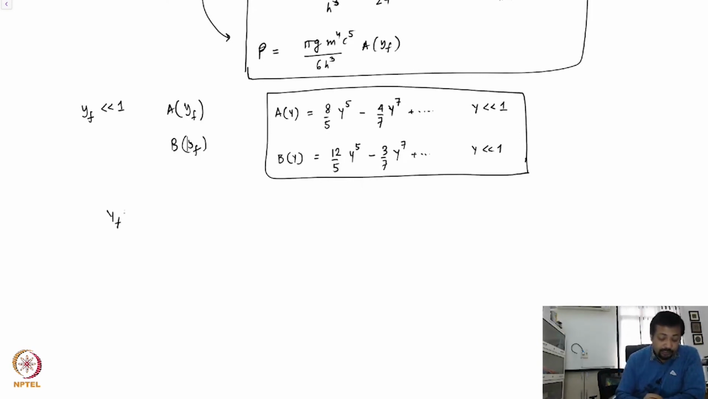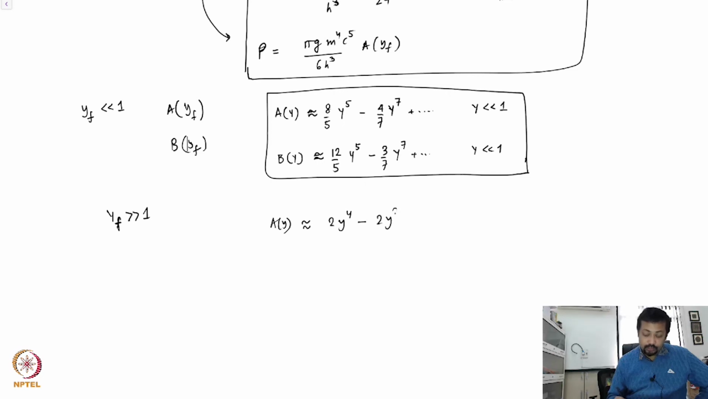For y much larger than 1, A(y) is going to be, we will use an approximate sign over here since this is an asymptotic expansion, approximately twice y to the 4 minus twice y square, and B(y) is going to be 6 y to the 4 minus 8, sorry, this is y square, and this is going to be y cube for y larger than 1.